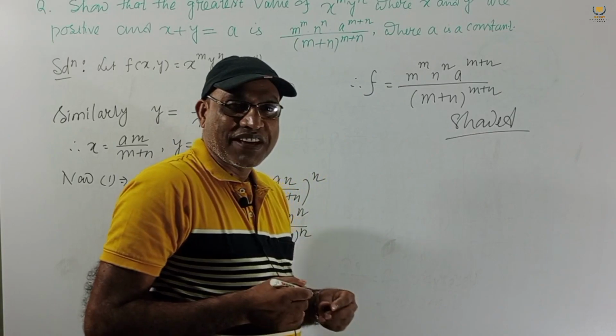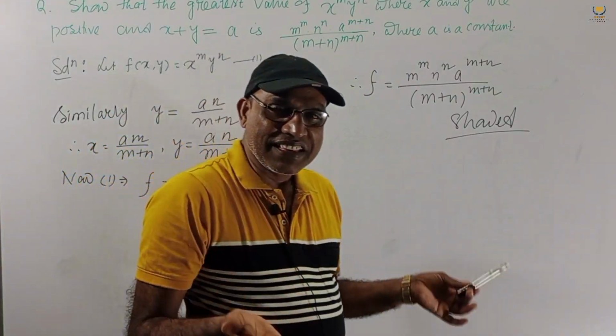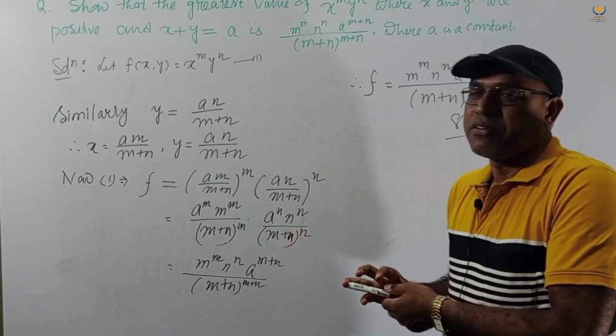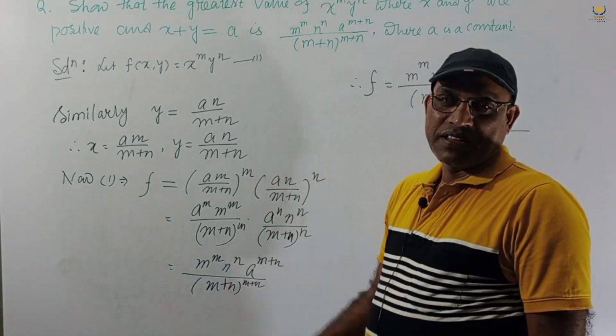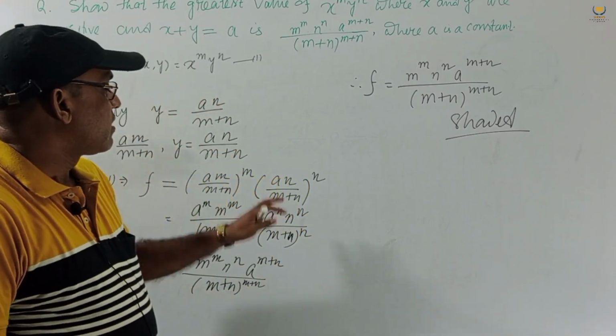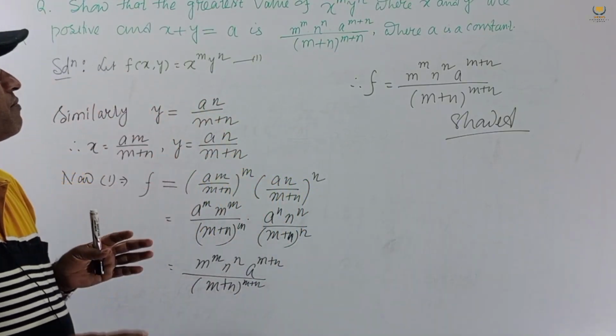Very nice solution, very easy, very simple. This is nothing. This type of problem was already given in the last video. In video number 6 it was given. So either 6 or 7 it was given. So these are very easy.